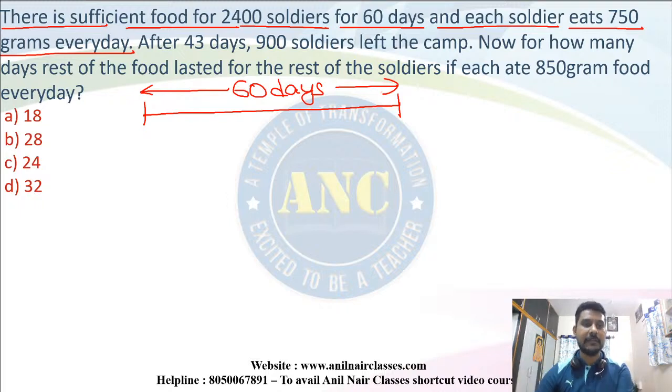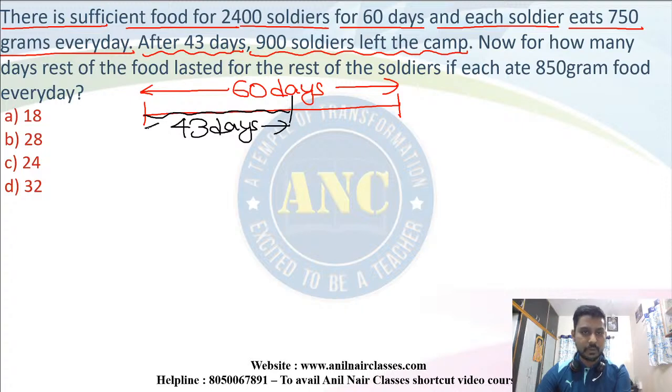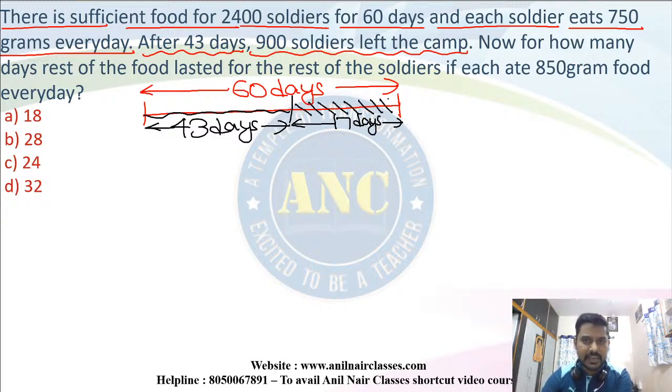But unfortunately, after 43 days, 900 soldiers left the camp. So, the first 43 days all 2400 people worked together, and the last 17 days they did not work. Out of 2400, 900 left. That means only 1500 soldiers worked for the last 17 days. Now think a little logically one more time. If those 900 soldiers had not left the camp, this is the remaining food which is left out, right?